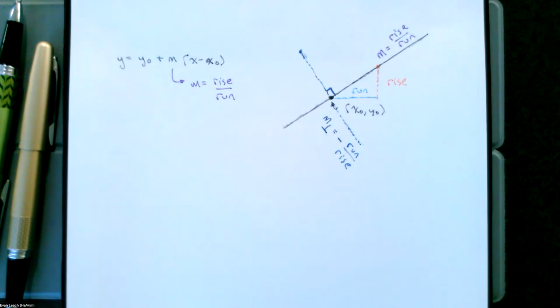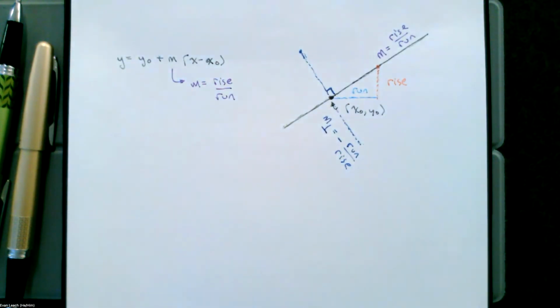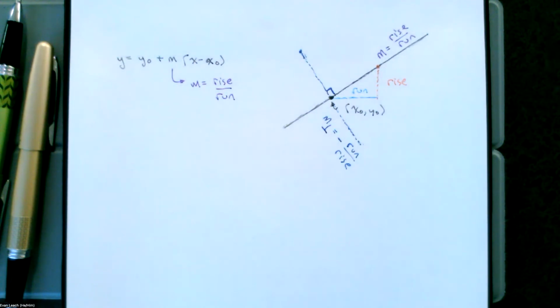Here I've drawn a rise of 2 and a run of 3. My perpendicular slope has a rise of 3 and a run of -2. Or I could have a rise of -3 and a run of +2. Perpendicular slope is minus the rise divided by the run, the run divided by the rise.